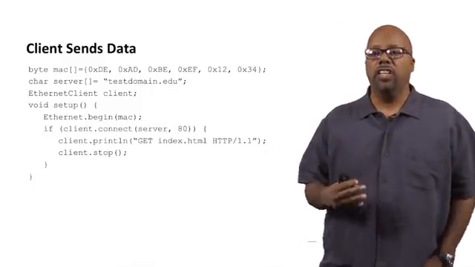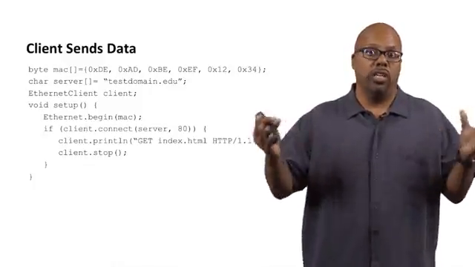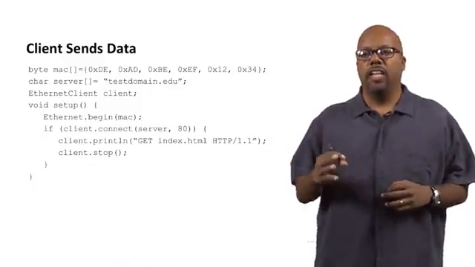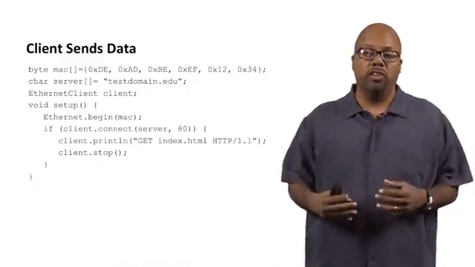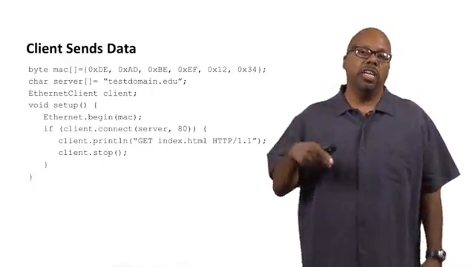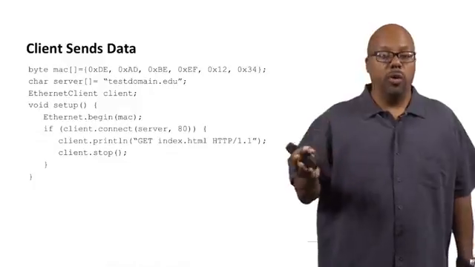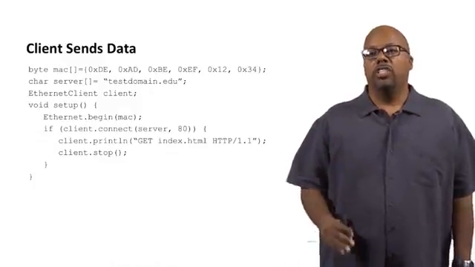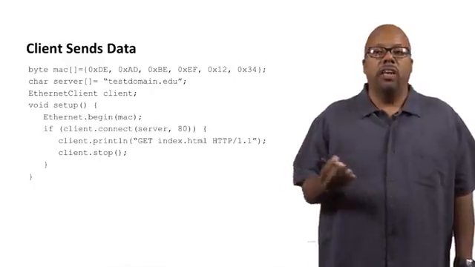Then, if client.connect, so now we're trying to make the connection from the client to that server, testdomain.edu. If client.connect(server, 80). So server is the name of the server, and 80 is the port that we're talking on. Now, port 80 is devoted to HTTP traffic, meaning web traffic. So we're trying to talk to a web server, clearly. The client.connect returns a 1, or true, if it makes the connection.